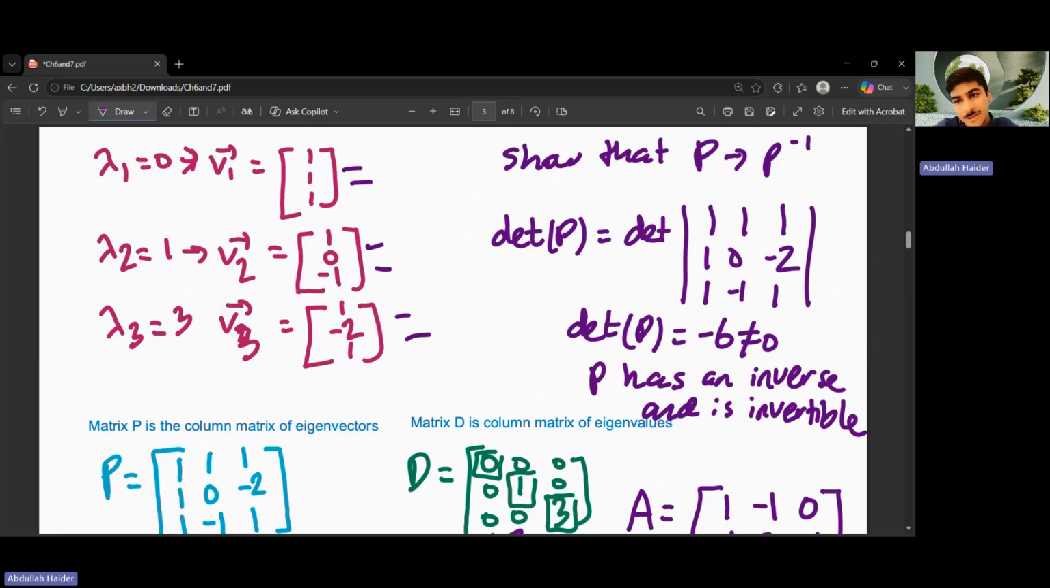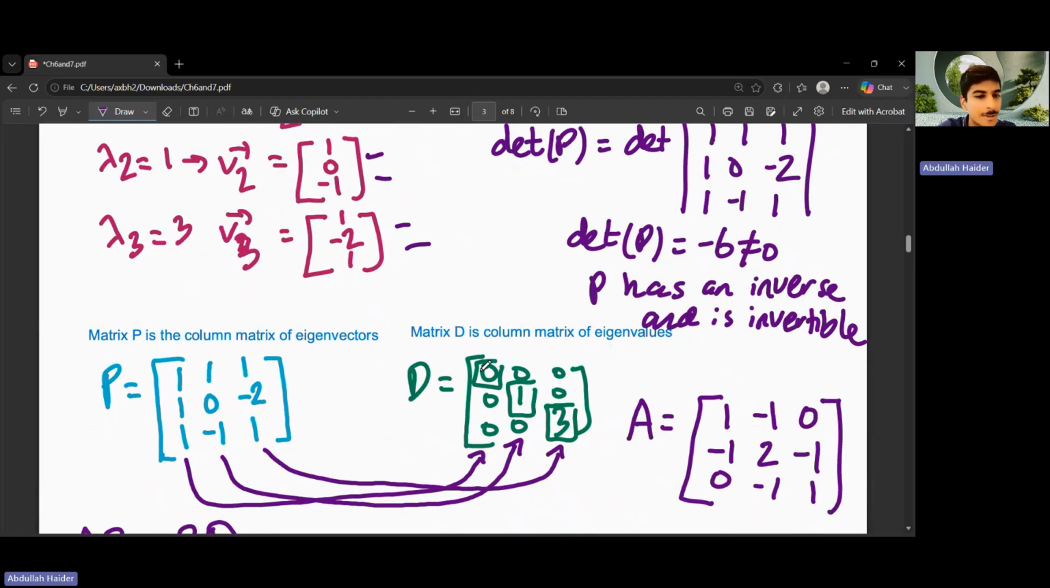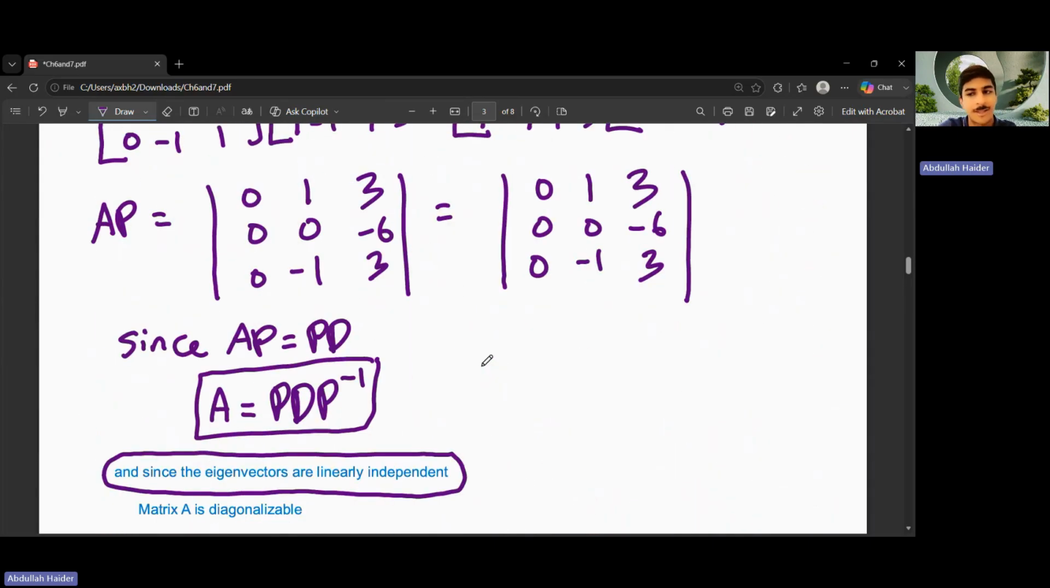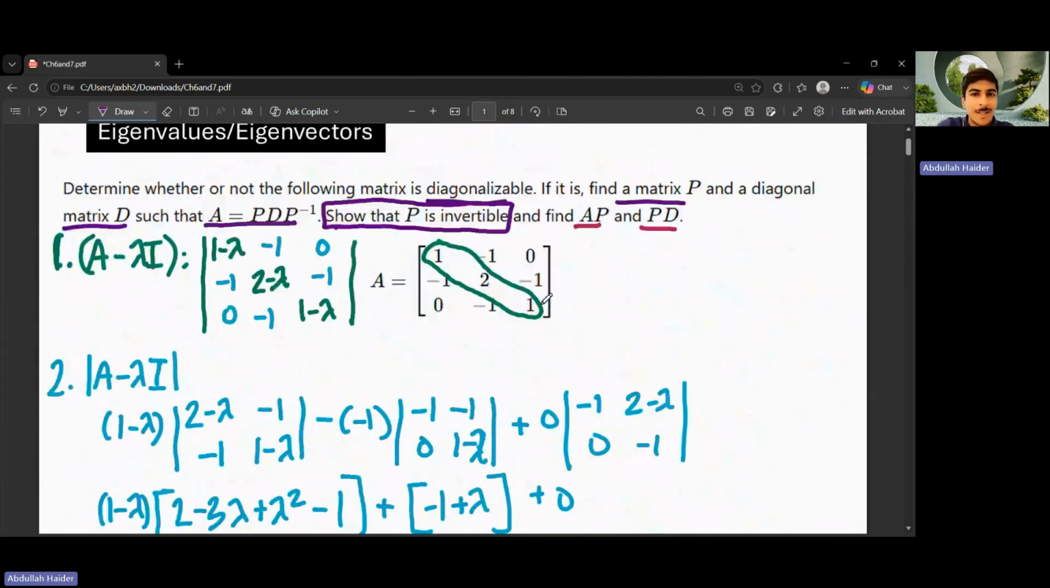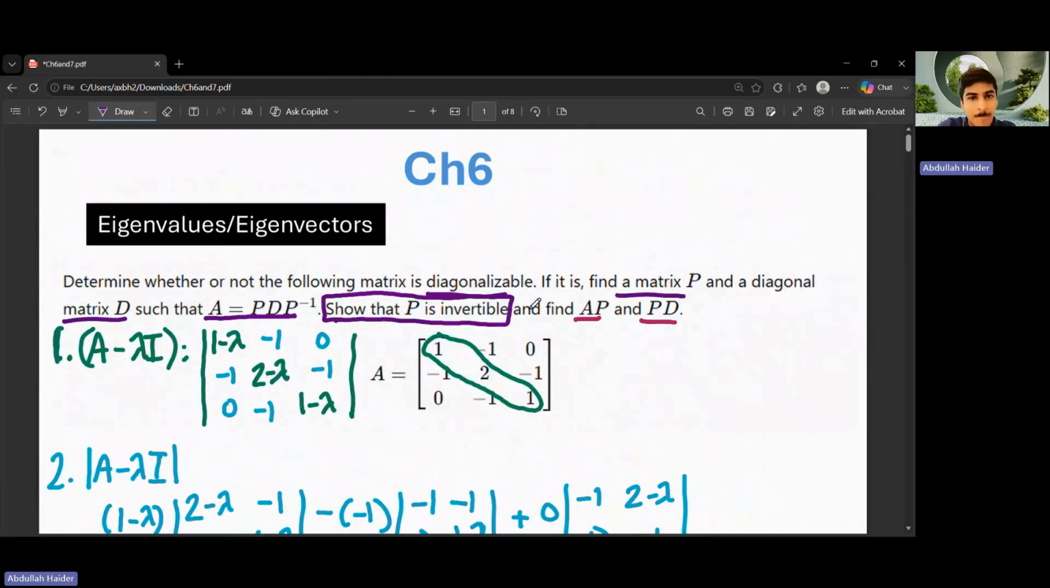So if the determinant is not equal to 0, it has an inverse and it is invertible. If it is 0, no inverse means not invertible. And that is the whole question. I think this took 40 minutes or something, maybe more than 40 minutes. You need to be really quick in the exam.